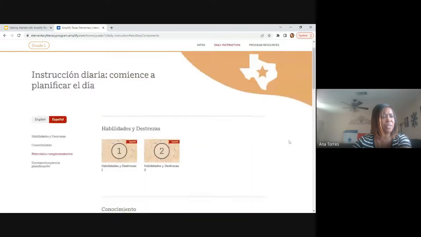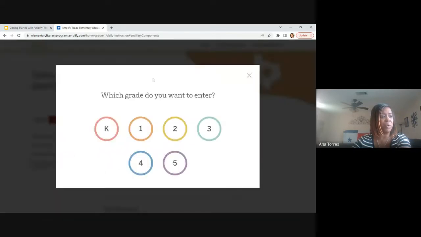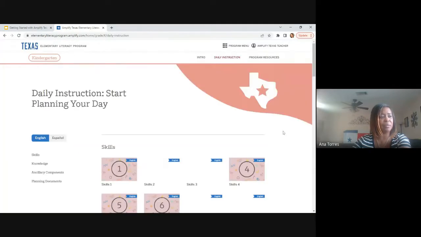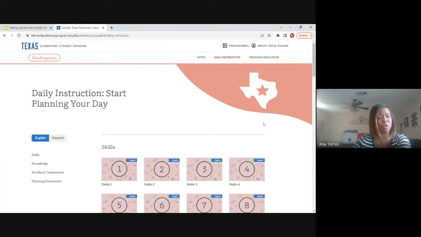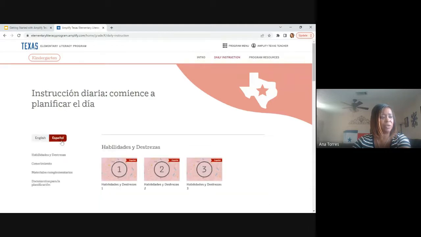So I just wanted to give you that overview live of what you can find in your teacher's resource. And obviously, if we want to go to a different grade, this is how it would look. You would go to grade K, load that, make sure that you toggle to the correct language, which would be Español. And again, kinder folks, Habilidades y Destrezas. Your unit 3 is already in the actual teacher's resource site.